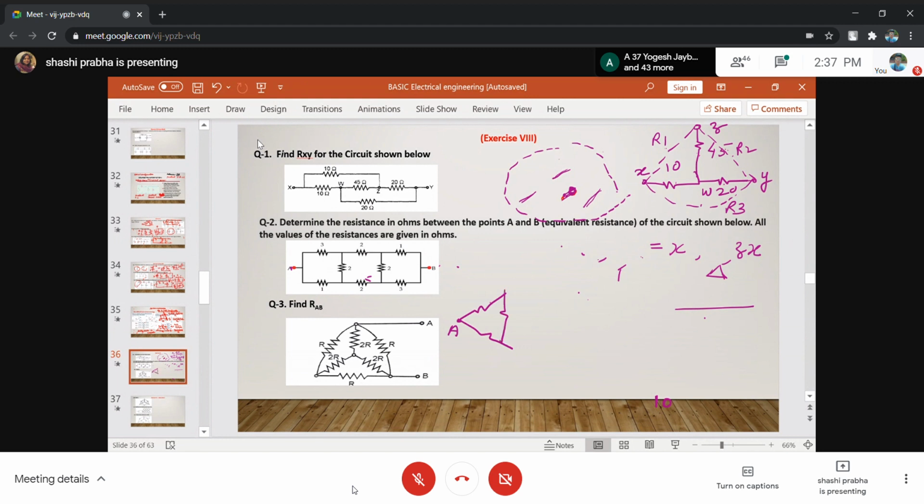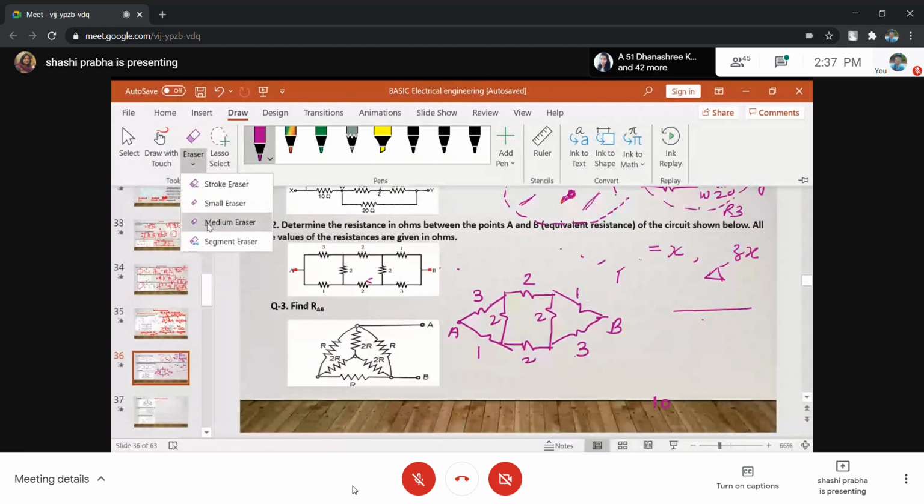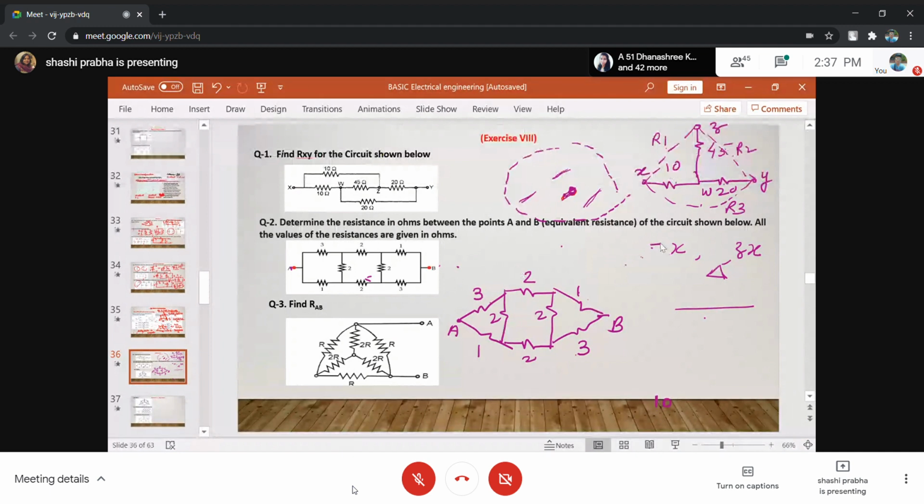Slanting बना देंगे तो डेल्टा बन जाएगा. Then this one and अब हो गया. Now can you find each resistance is 3, 1, 2, 2, 2, 2, 1 and 3. Now can you find resistance between A and B in this diagram? सोचो. Resistance between A and B.